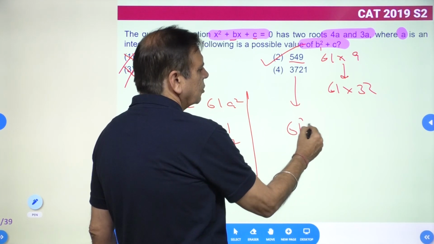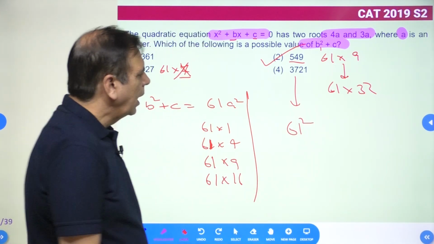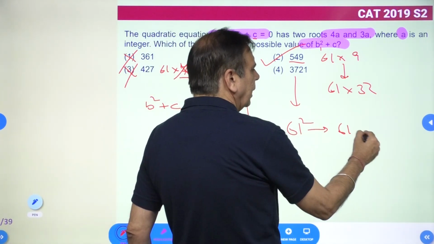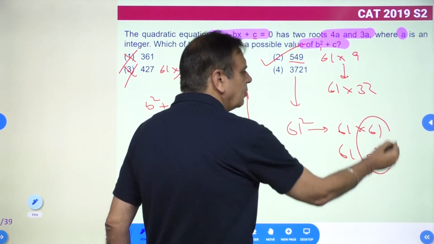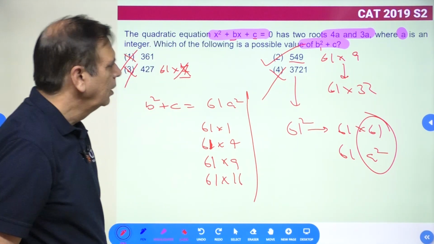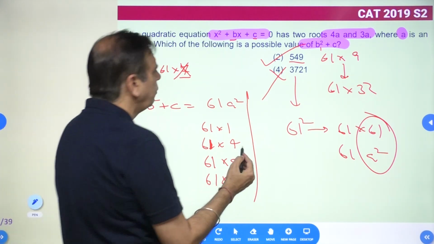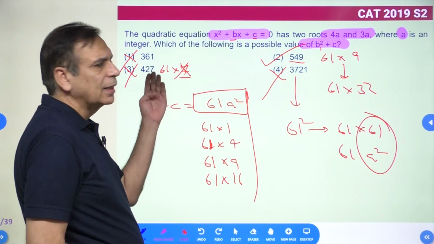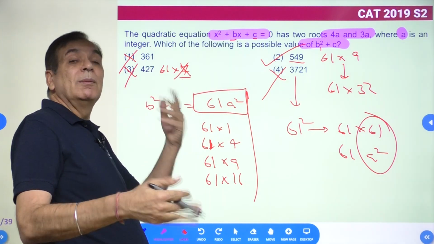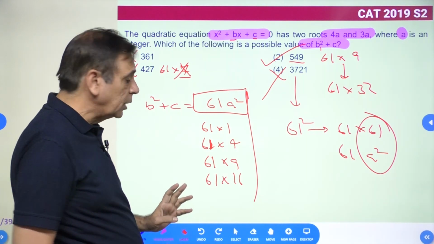What is 3721 by the way? 61 square. Why is this wrong? Because this is 61 into 61. As per the question, it should be 61 into a square. 61 is not a perfect square, so wrong choice. Okay. So my suggestion is, एक बार you found that my answer has to be 61 a square, start checking the choices. Some of them may not even be multiple of 61, वो तो वैसे ही eliminate हो जाएगी.